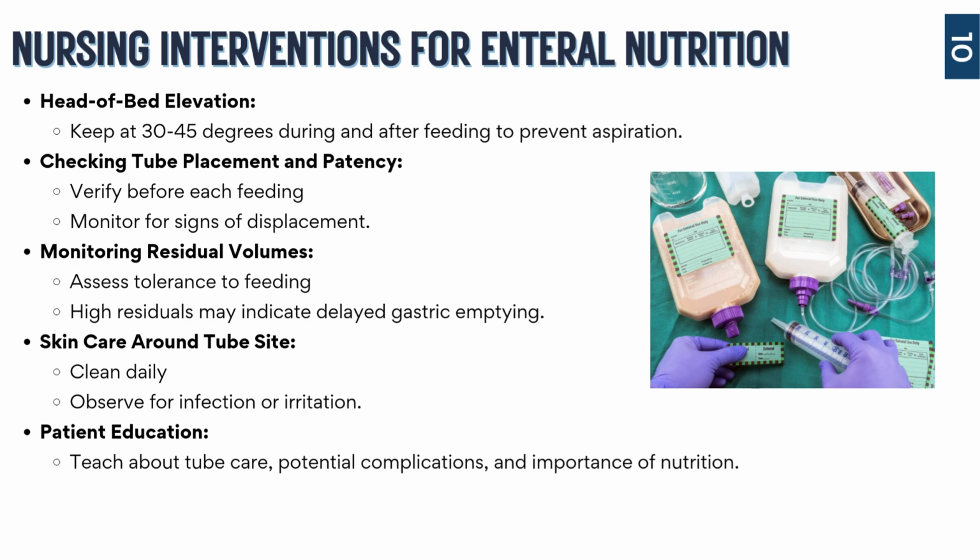One thing that we need to do is elevate the head of the bed. That reduces the risk of aspiration by preventing reflux of the feeding contents, okay? We need to be regularly checking tube placement and the patency so that we can ensure that the feedings are delivered correctly and reduce those complications.